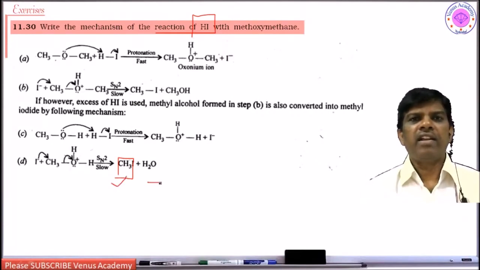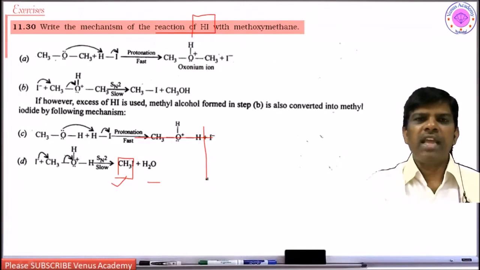So iodination or alkylation, the formed alcohol also takes up this halogen. Halogenation of alcohols takes place in the presence of HI. So the end product is methyl iodide.